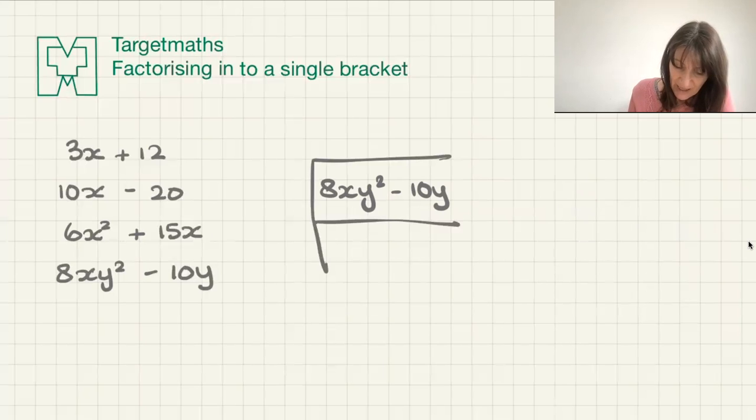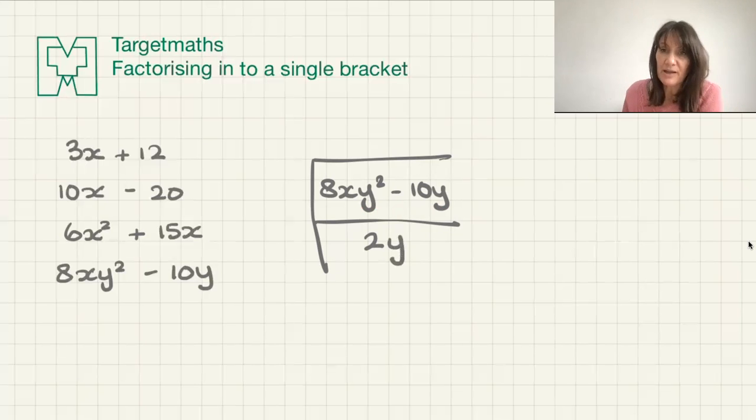There we go. And the first thing we need to do is consider our numbers. So we've got an 8 and a 10. So 2 is the biggest times table. And then we look at our letters. X is only in one of them. So X is not coming out. Y, however, is in both of them. So Y can also come out. So 2y is outside the bracket.